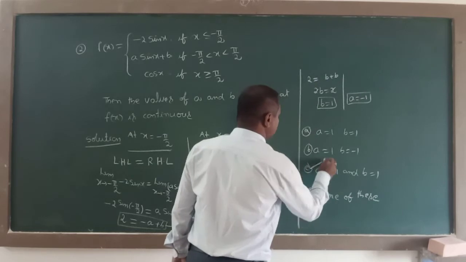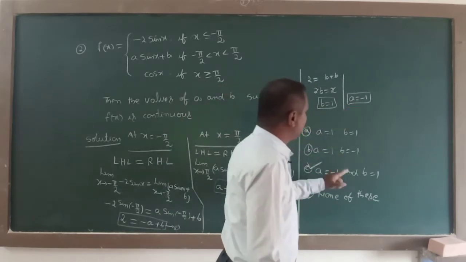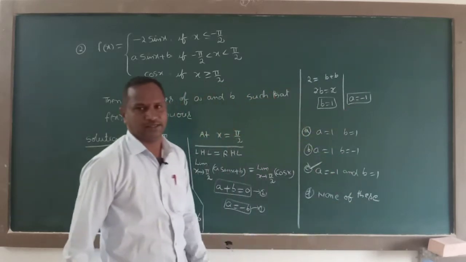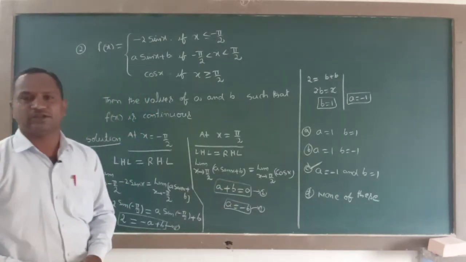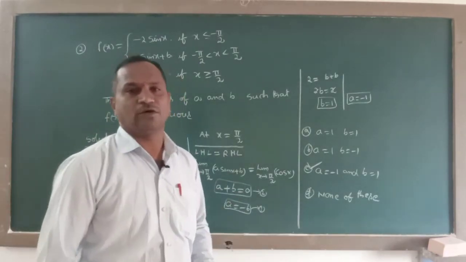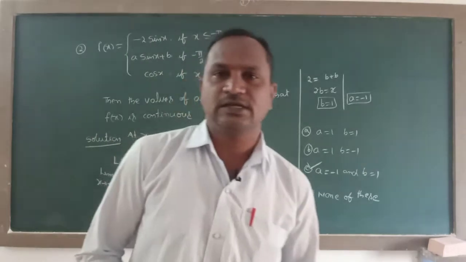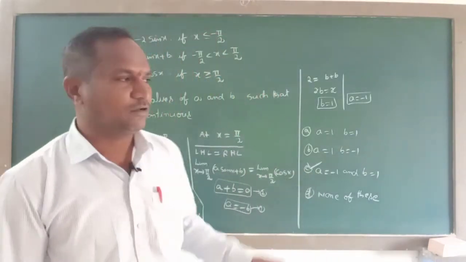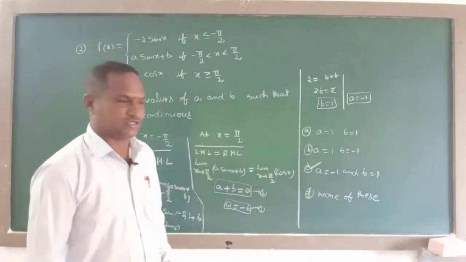But C is the correct option because a is equal to minus 1 and b is equal to 1 we got here. Like that we are finding the values of a and b with the help of LHL, left hand limit, and right hand limits. So let us go on to solving another question.